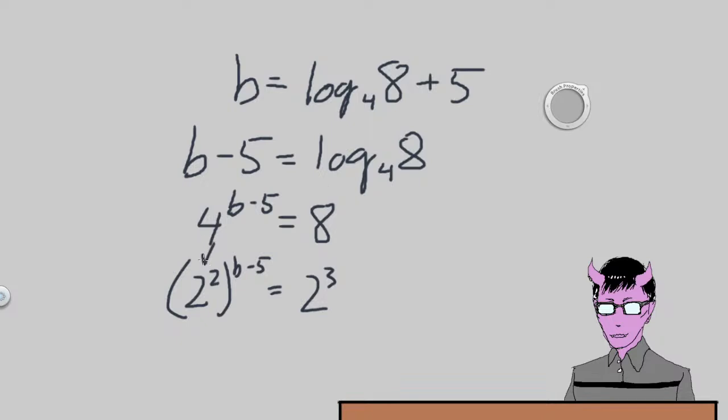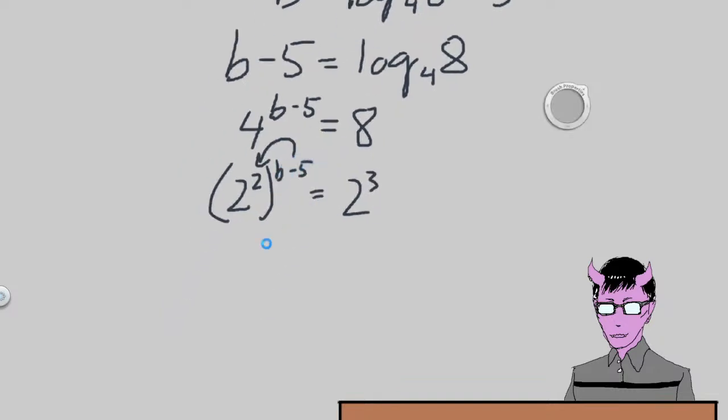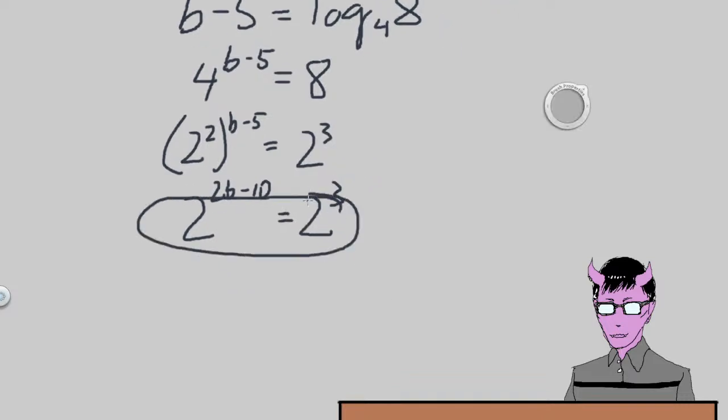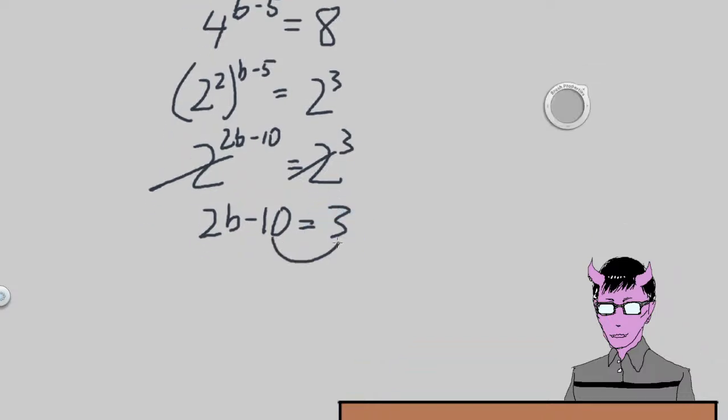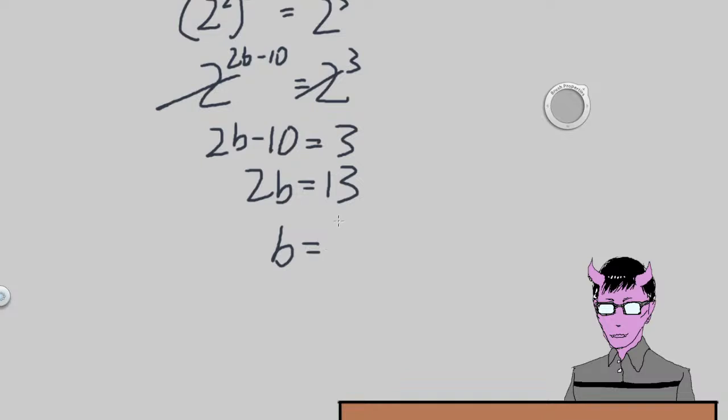So again, base 4 transforms into 2 squared. Base 8 transforms into 2 cubed. We can use the distributive property of exponents now. So it becomes 2 to the power of 2b minus 10 is equal to 2 to the power of 3. What do you know? Bases match up, which is our intention. Drop the base. Therefore, 2b minus 10 is equal to 3. I was going to say 13 because I already added that in my head. So we have 2b is equal to 13.